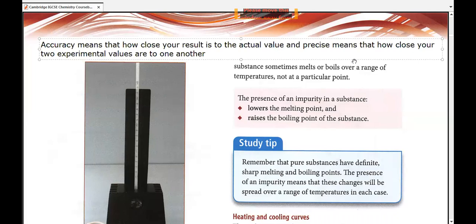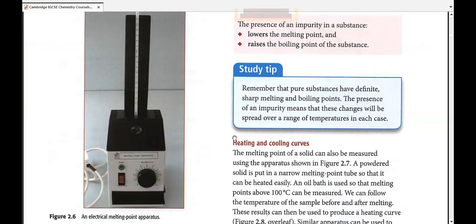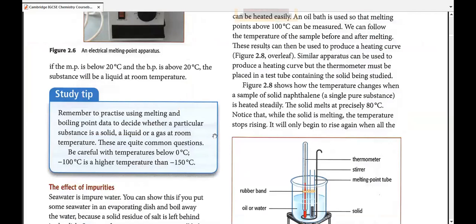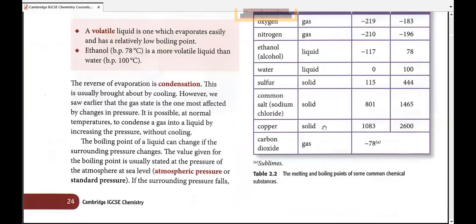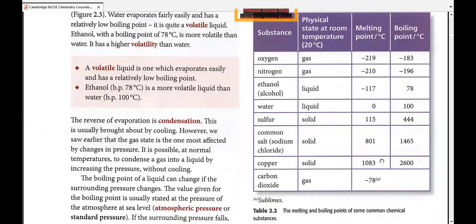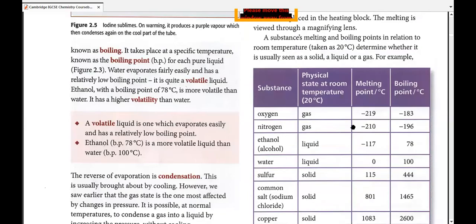Okay, moving on. So we were saying that we can find it out. This is all what we have done yesterday, and I'm going to get back to today's work. Now, for today's work, we are supposed to go with the table at the bottom of page number 24, a substance's melting and boiling point in relation to room temperature. Room temperature can be taken as 20 or 25 degrees centigrade.